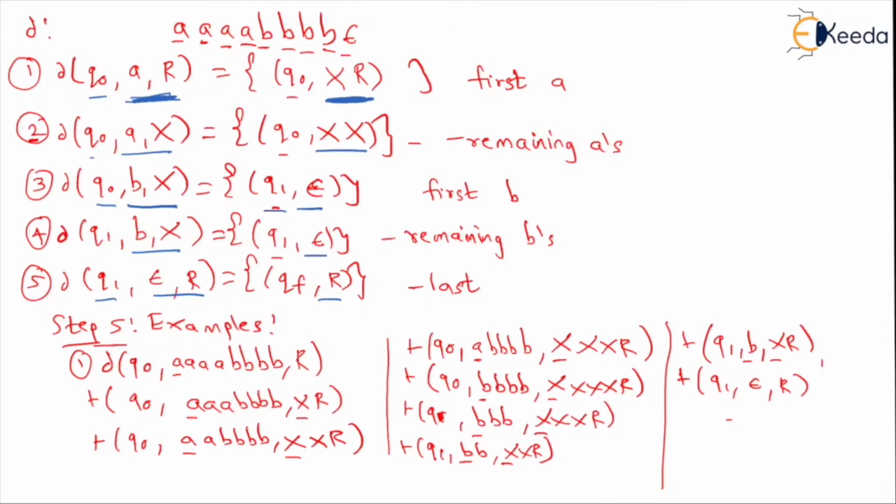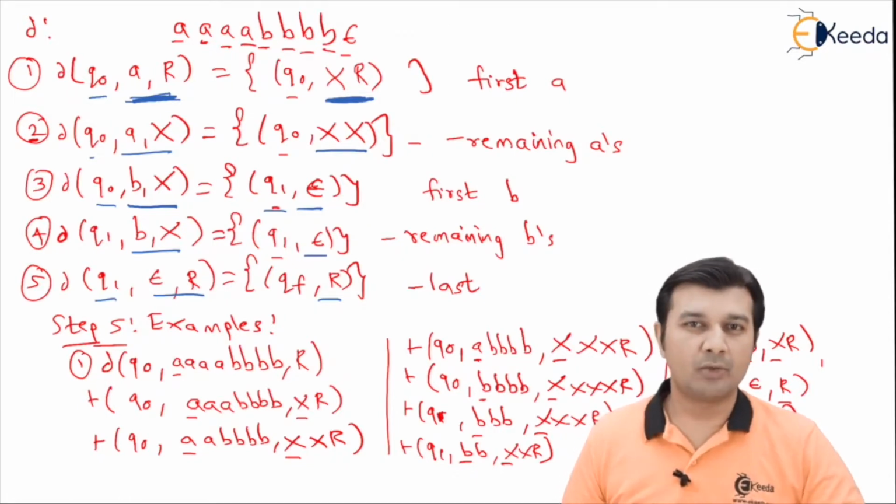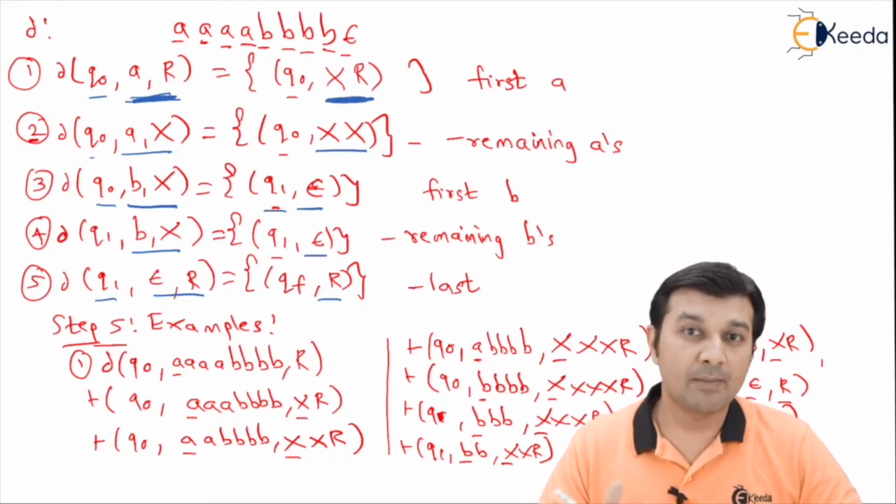Now lastly, Q1 on epsilon when the stack top is R, my rule number 5, it says go to the state QF and do not have anything on the input and do not touch anything on the stack. Everything remains as it is, and since I am in the final state, the machine is going to accept this particular input, and of course it had to. So here we complete example 1.